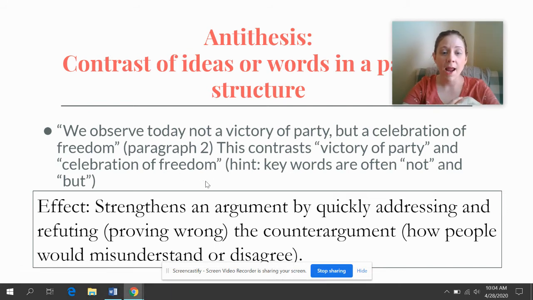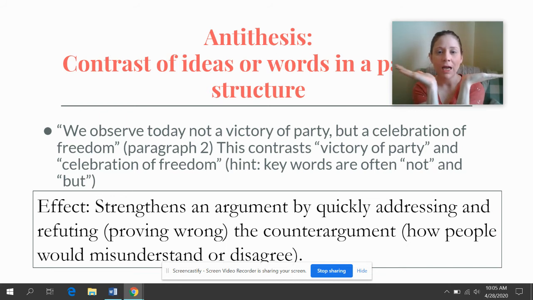"We observed today not a victory of party, but a celebration of freedom." So he has these two parallel phrases, "victory of party" and "celebration of freedom." And what this does is it contrasts the ideas. He's saying, listen, we're not here just to celebrate that the Democrats won or that the Republicans won. We're here to celebrate our freedom together.